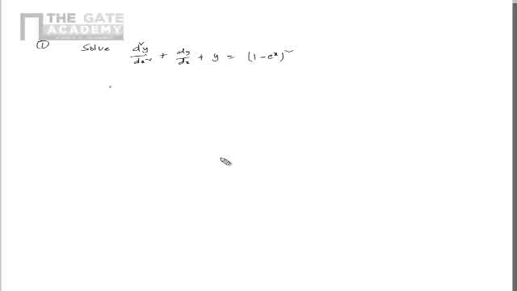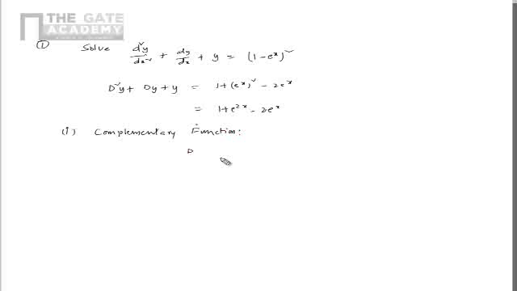Let me write it in the form of a differential operator, and let me simplify this. This will become 1 plus (e power x) whole square minus 2 e power x, so this will be 1 plus e power 2x minus 2 e power x. Now the first step is the complementary function.